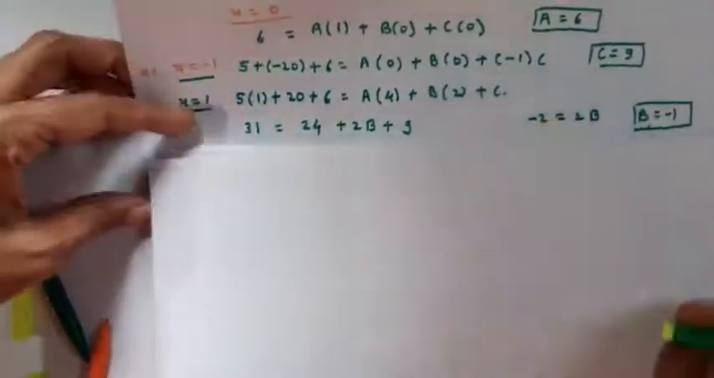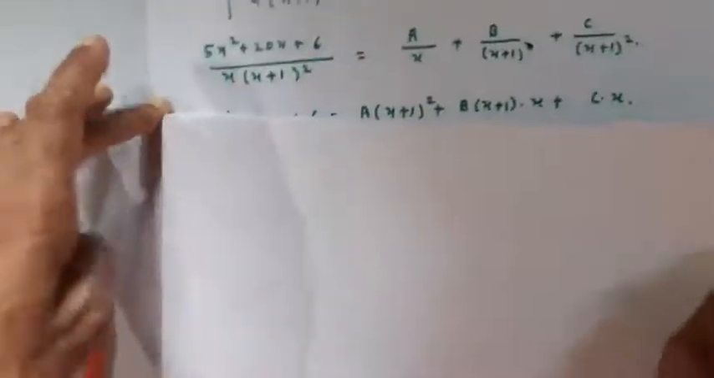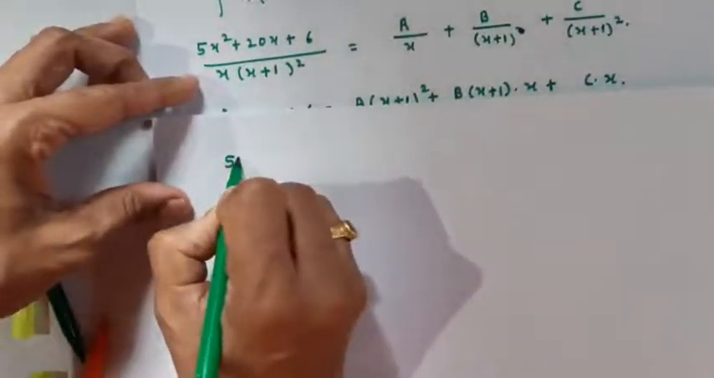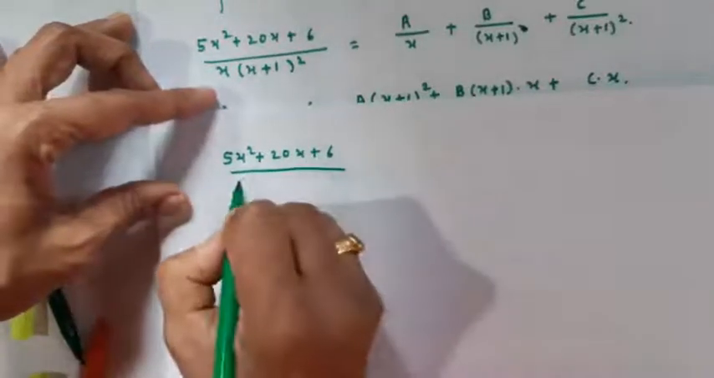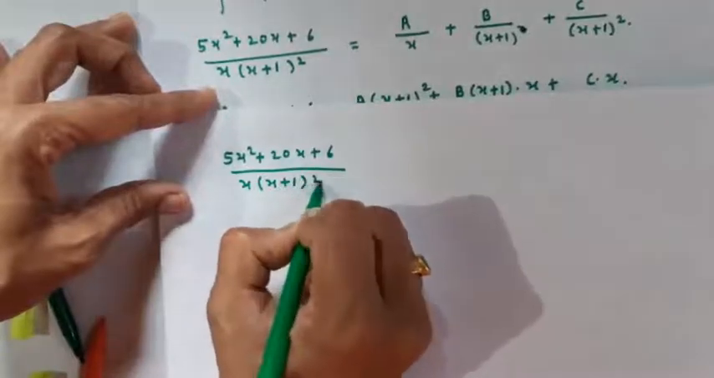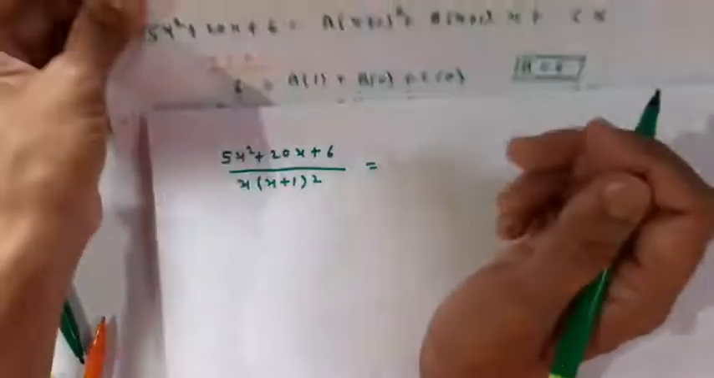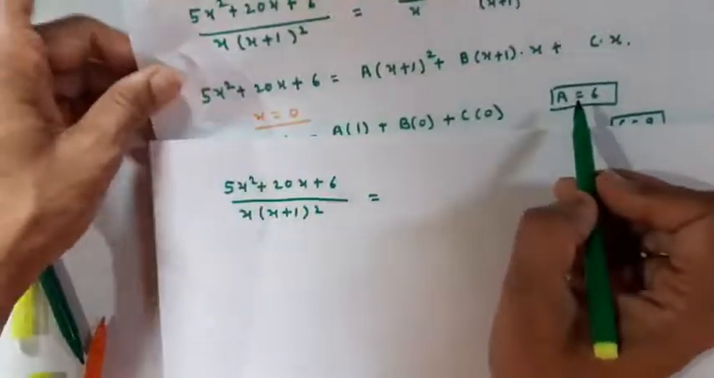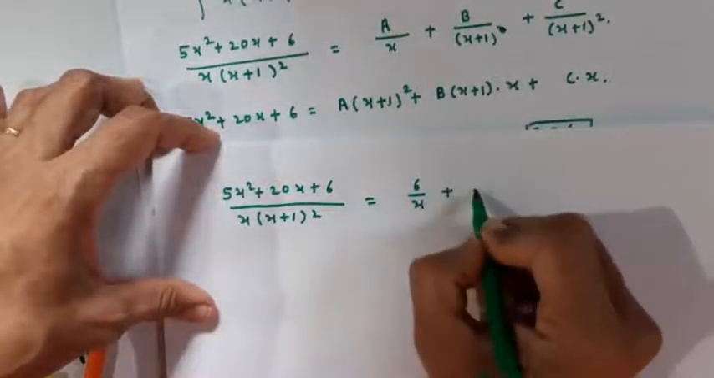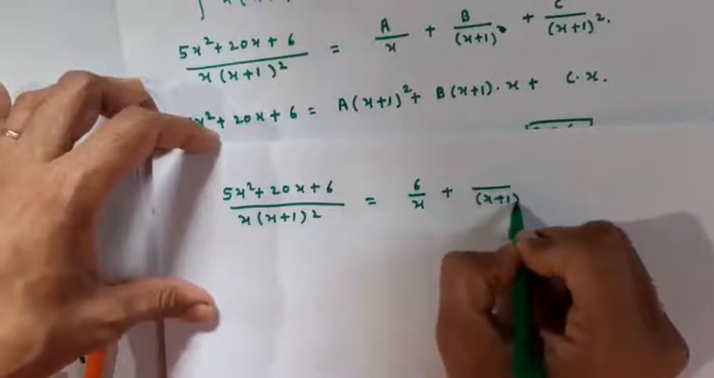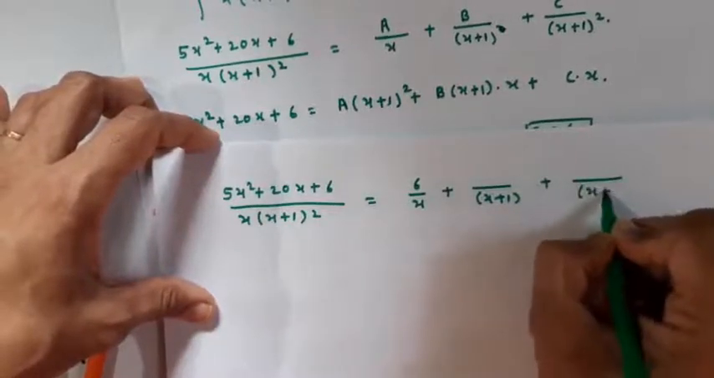And now the integration, that is, the term (5x² + 20x + 6) upon x(x + 1)² is equal to the value of a. What is the value of a? The value of a is 6, and this is 6 upon x plus b upon x + 1 plus c upon (x + 1)².